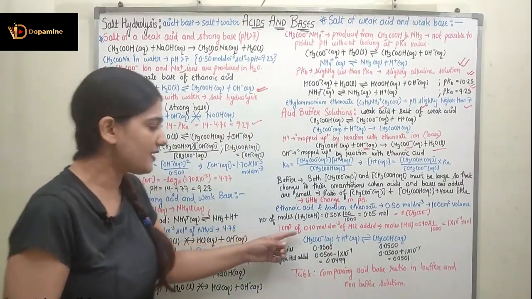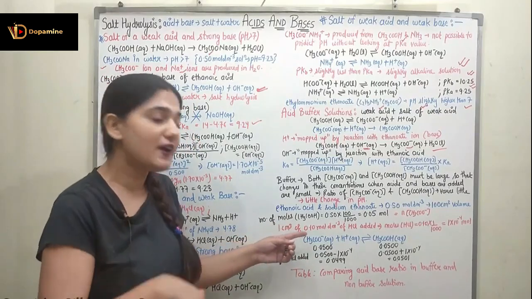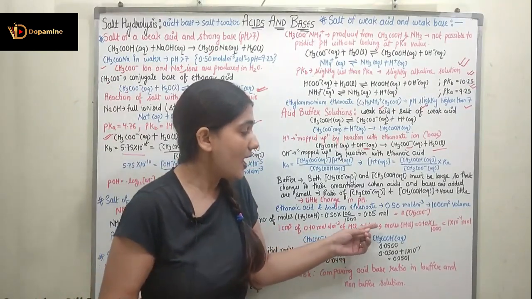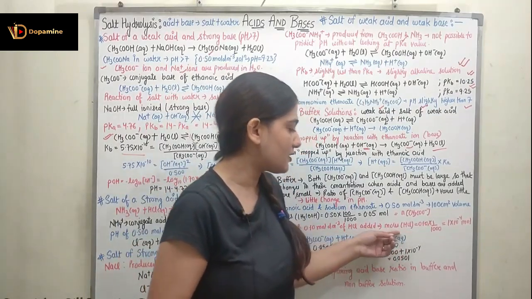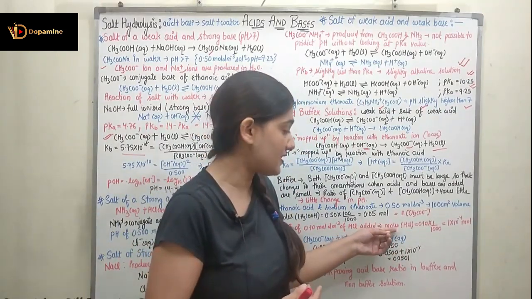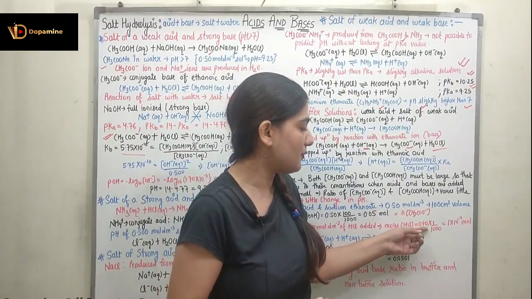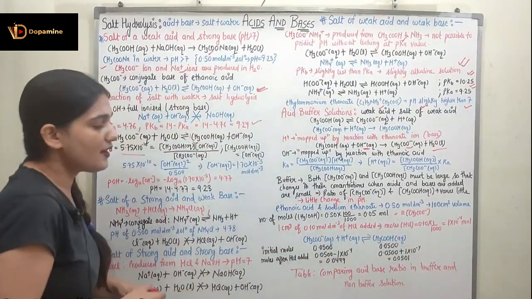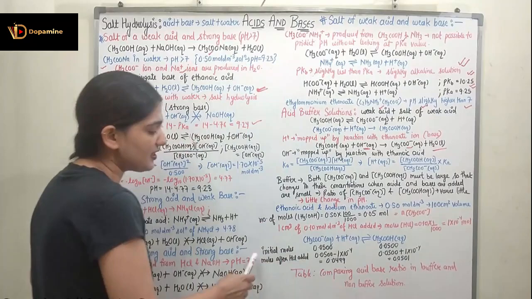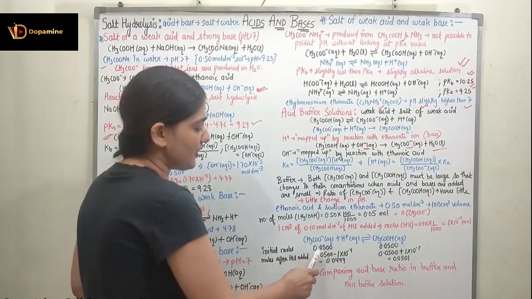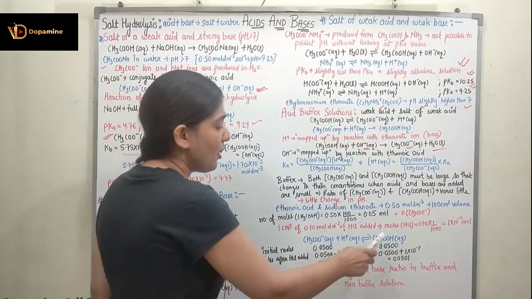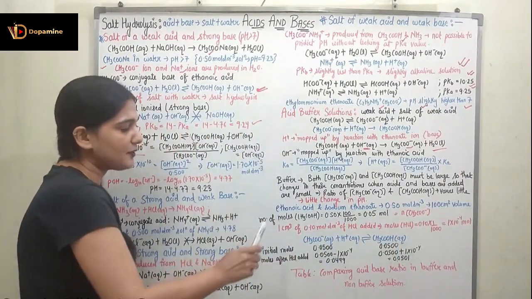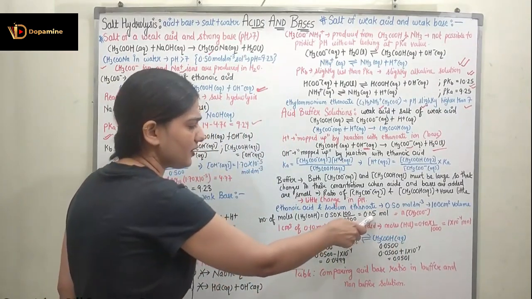Now I add 1 centimeter cube of HCl. HCl's concentration is 0.1 mole per decimeter cube. I need to find the moles of HCl, which is 0.1 into 1 by 1000, which is 1 into 10 raised to power minus 4 moles. Now if I observe the reaction, the initial number of moles for CH3COO negative was 0.0500, and for CH3COOH was also 0.0500.